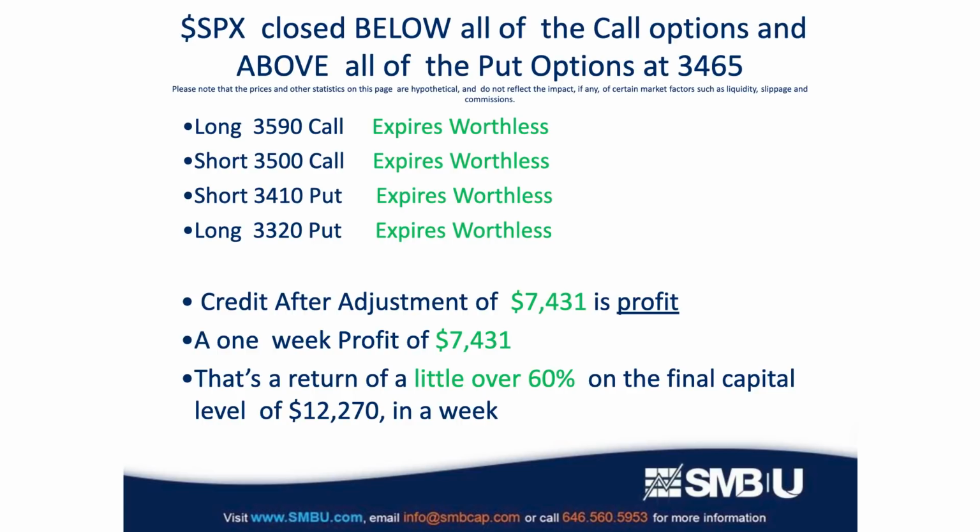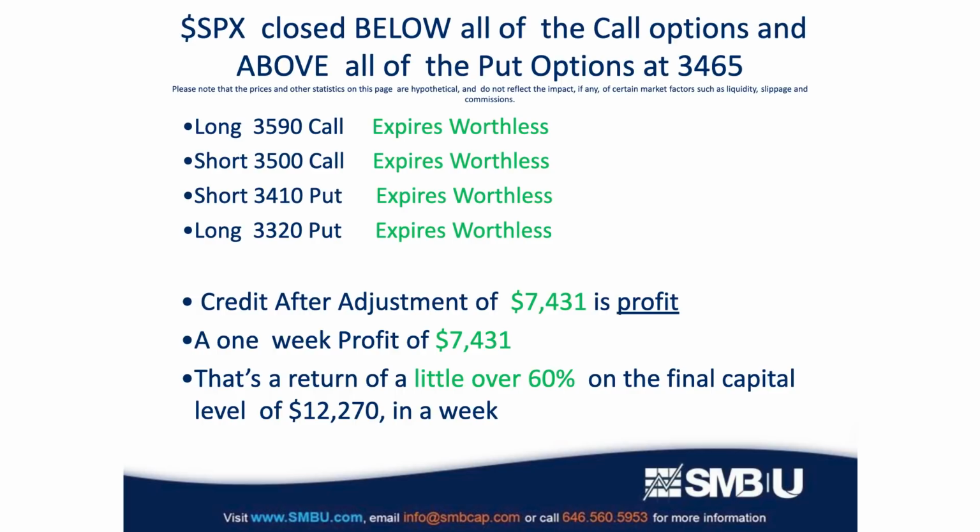But remember, after that put butterfly adjustment that we showed you, we had over $7,000 in cash left over from the original cash we got for selling the iron butterfly at the beginning of the trade. Well, we get to keep that cash because, again, we aren't obligated to pay any of that out because everything expired worthless. So that's not bad, right? As you can see, that constitutes a 60% profit in a week.